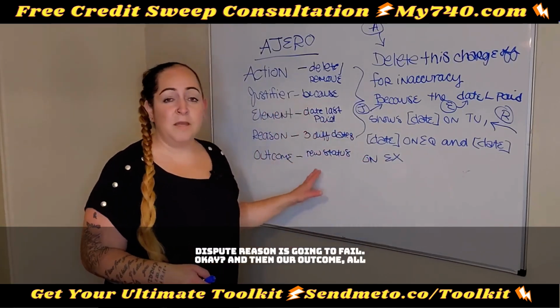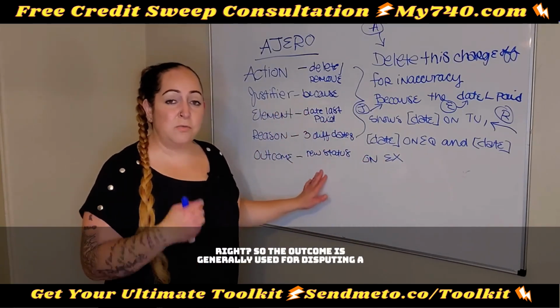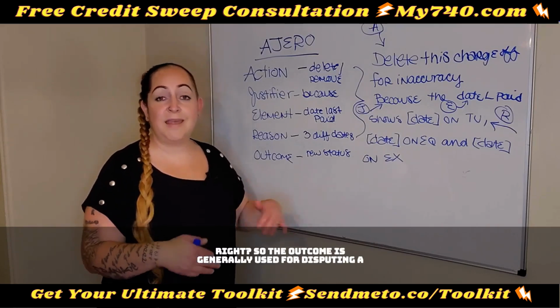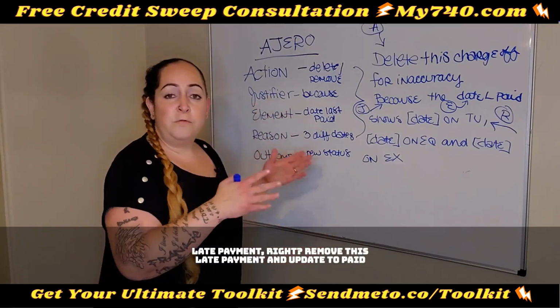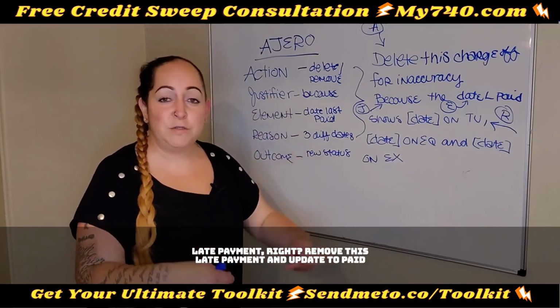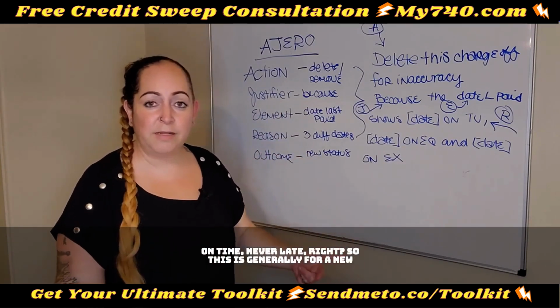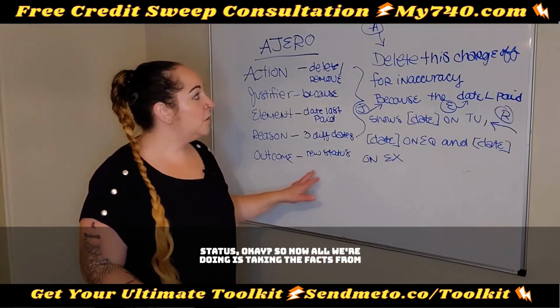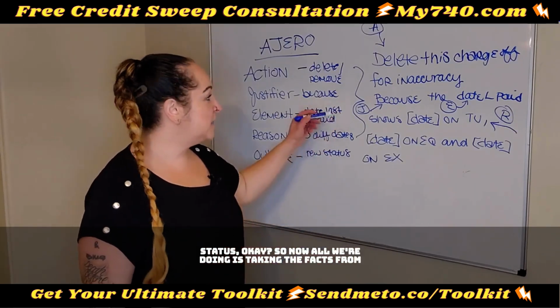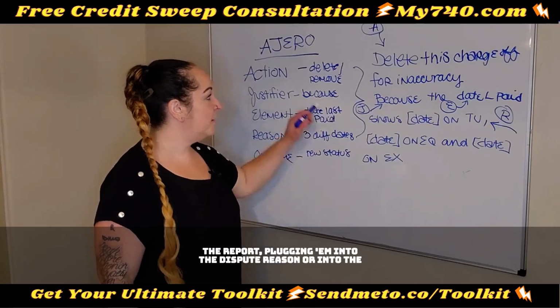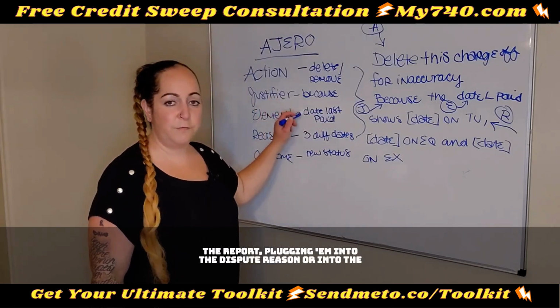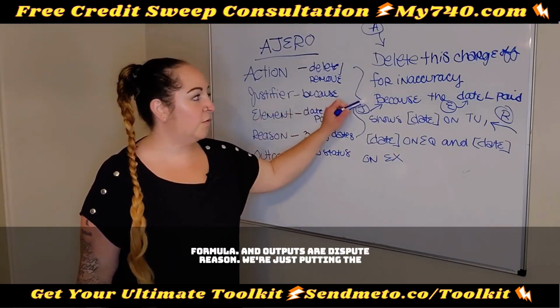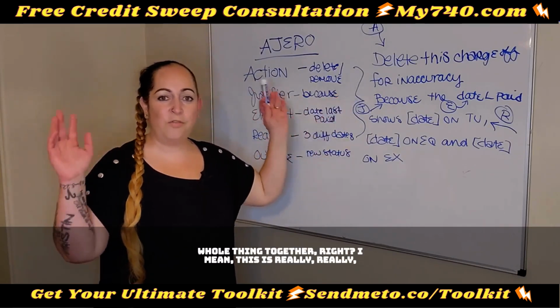And then our outcome. All right, so the outcome is generally used for disputing a late payment, right? Remove this late payment and update to paid on time, never late, right? So this is generally for a new status, okay? So now all we're doing is taking the facts from the report, plugging them into the formula, and it outputs our dispute reason. We're just putting the whole thing together.